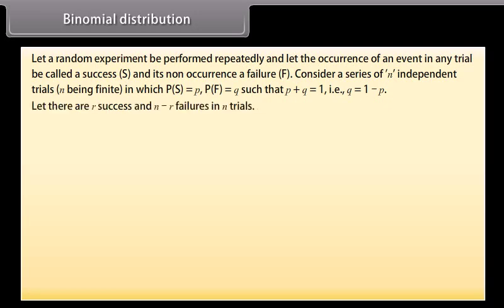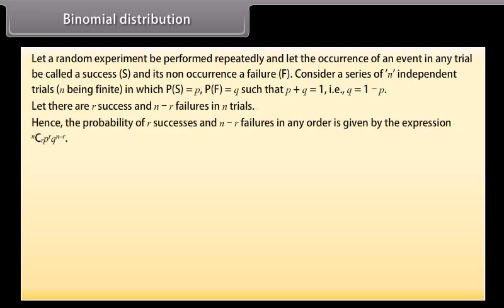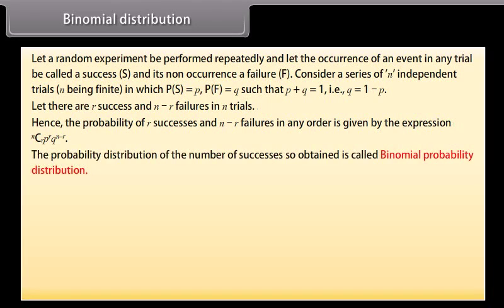Let there be r successes and n minus r failures in n trials. Hence, the probability of r successes and n minus r failures in any order is given by the expression nCr p raised to the power r into q raised to the power n minus r. The probability distribution of the number of successes so obtained is called the binomial probability distribution.